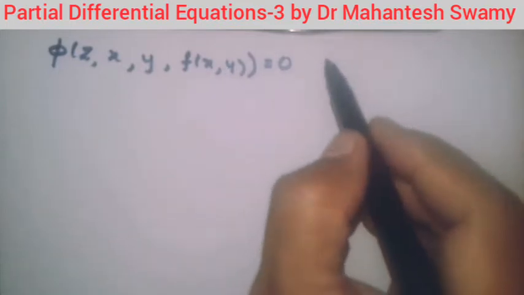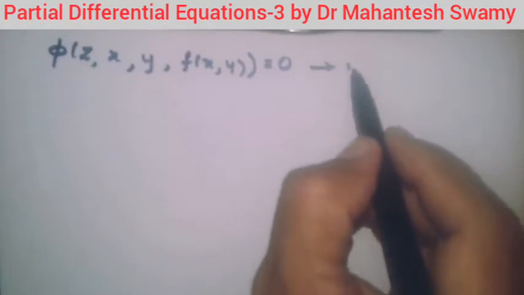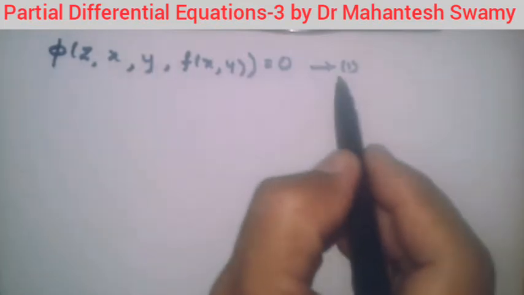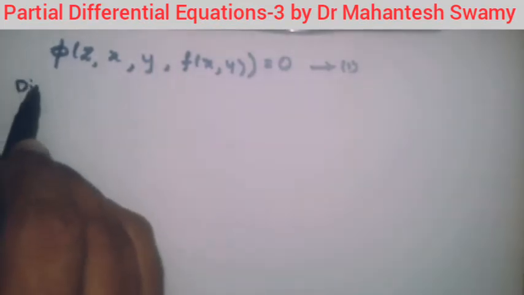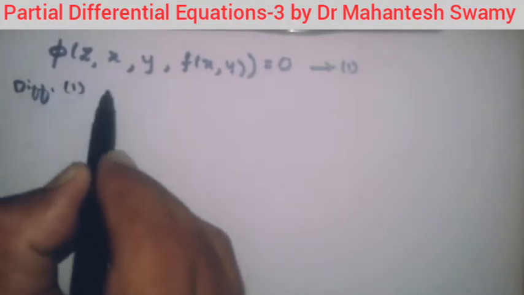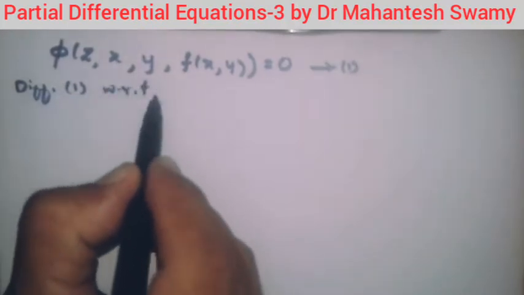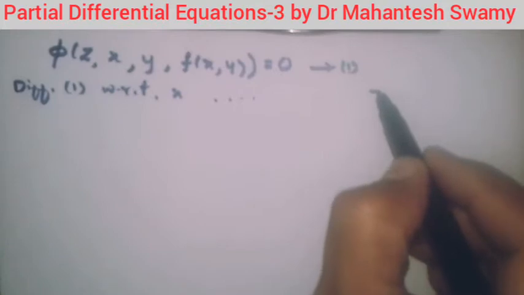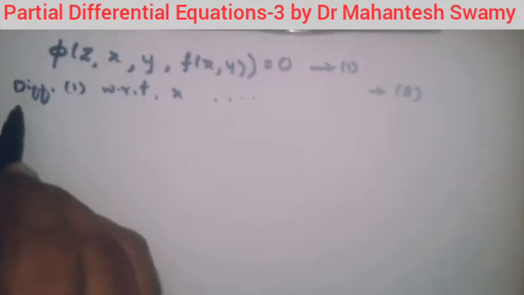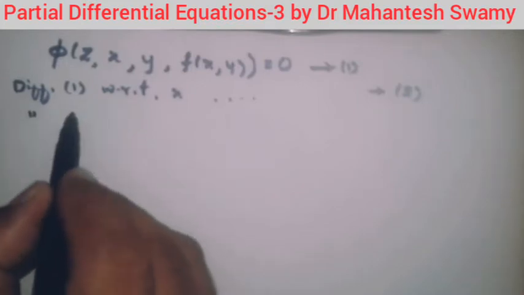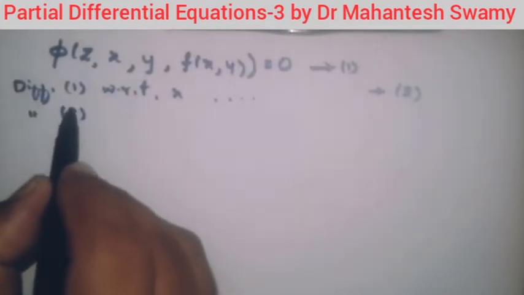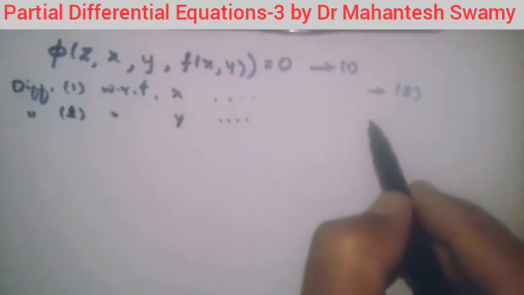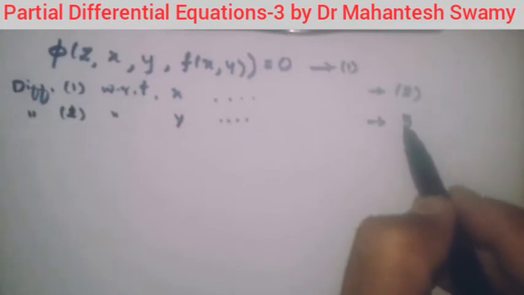So what we need to do here is call the given equation equation number 1, and go for differentiation of this with respect to x. We differentiate partially with respect to x, and we get equation number 2. Again we differentiate the given equation 1 with respect to y, and at the end of that step we will get equation number 3.